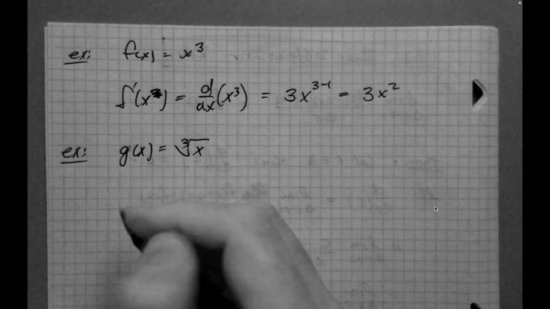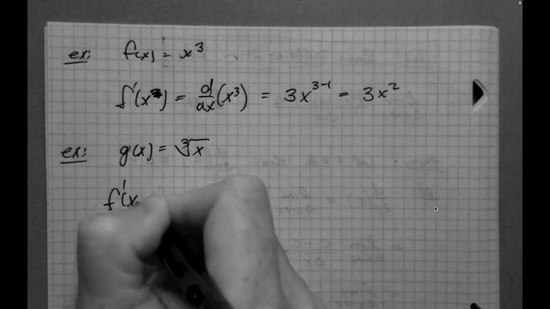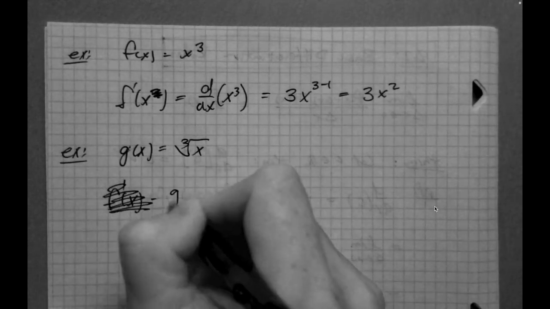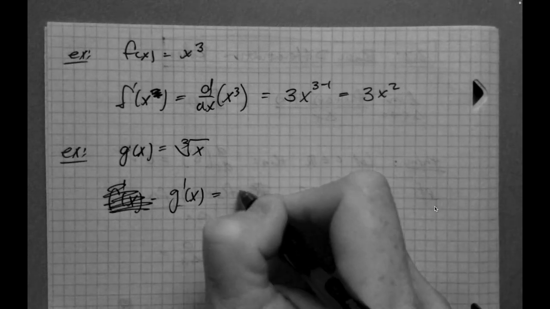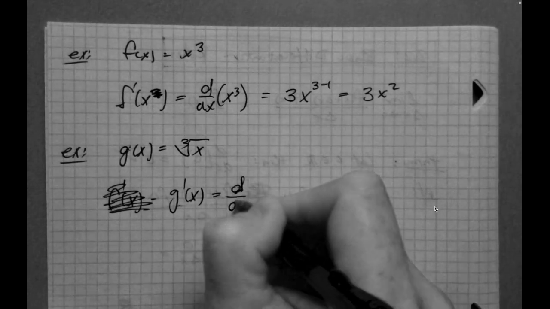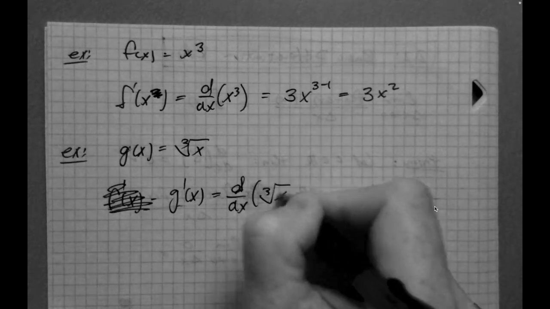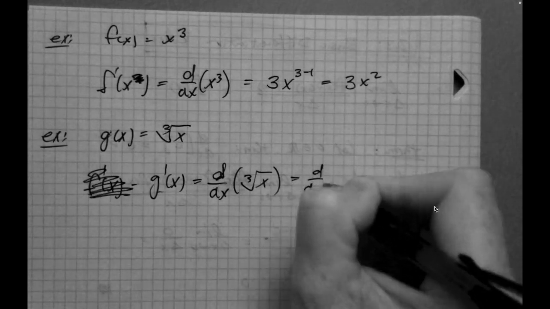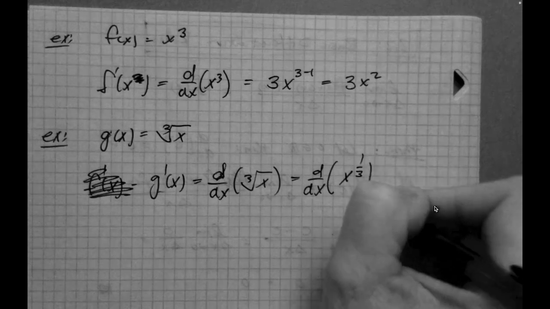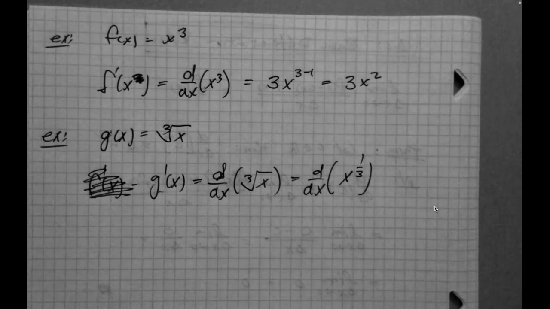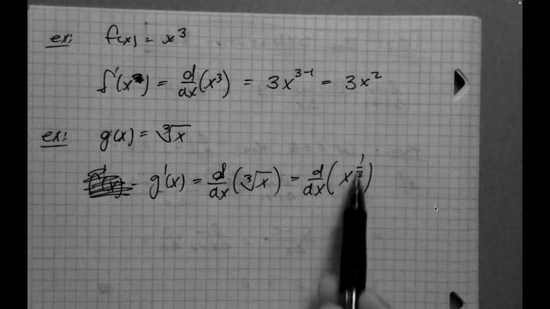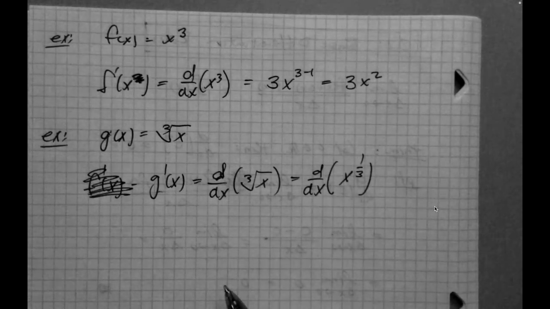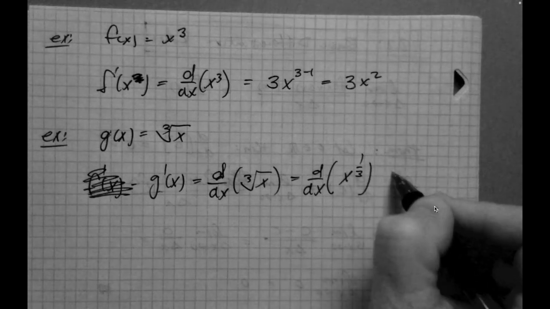Okay, so something to note here is that g prime of x is equal to d dx of the cube root of x, right? Now, another way to think about the cube root of x is that it is x to the 1/3 power. If you weren't aware of that, dig open your pre-calc book and make sure that you understand that. But the cube root is the same as the 1/3 exponent. So then we can just apply the formula.